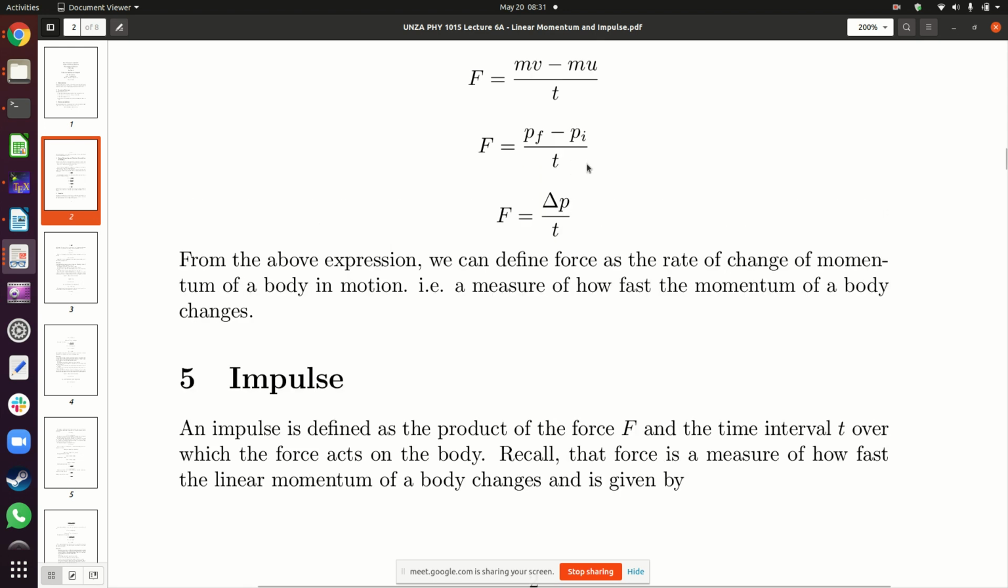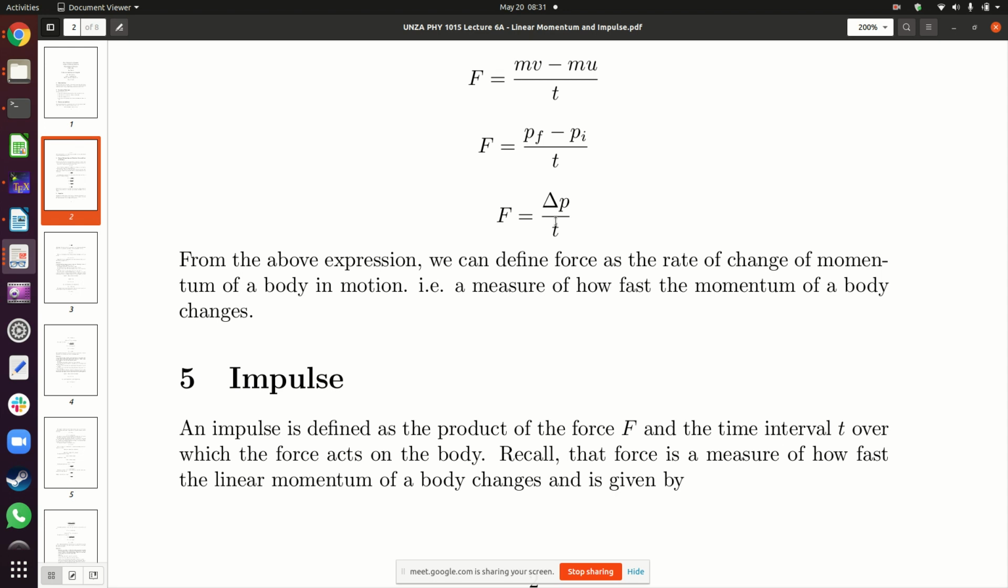So you can see from this formula which you have come up with here that the force, or the resultant force, is equal to the change in linear momentum divided by the time. So basically this formula is telling you that force is a measure of how fast the linear momentum is changing with time, or the rate of change of linear momentum. That's what force is. Are we clear?